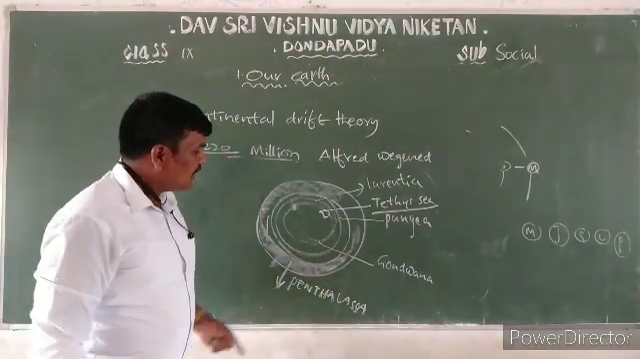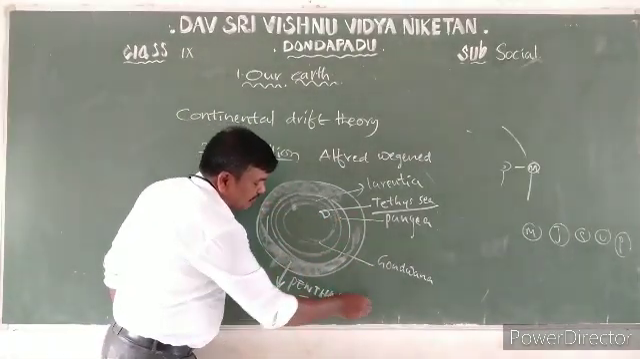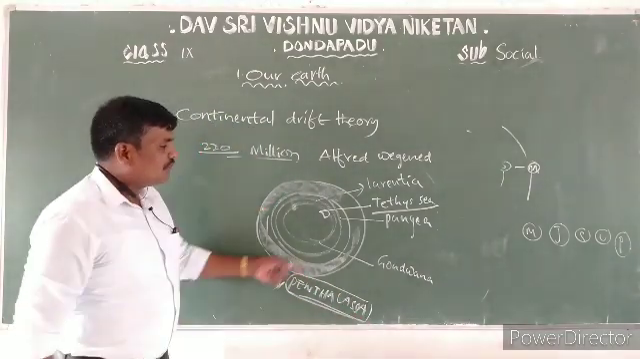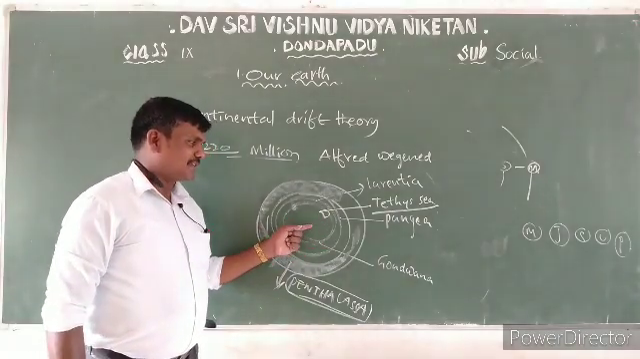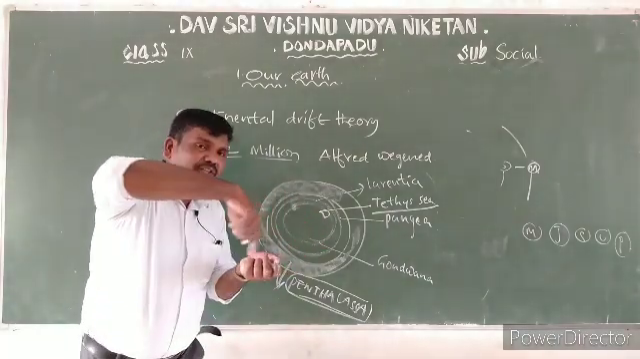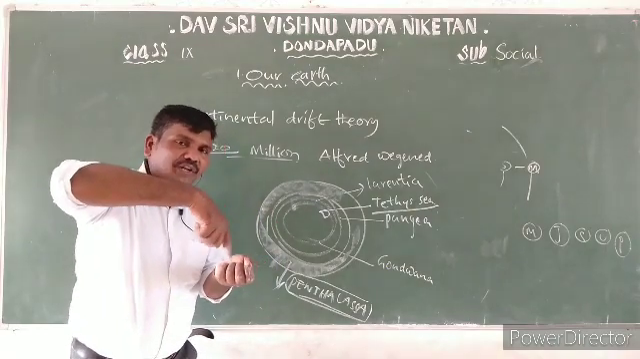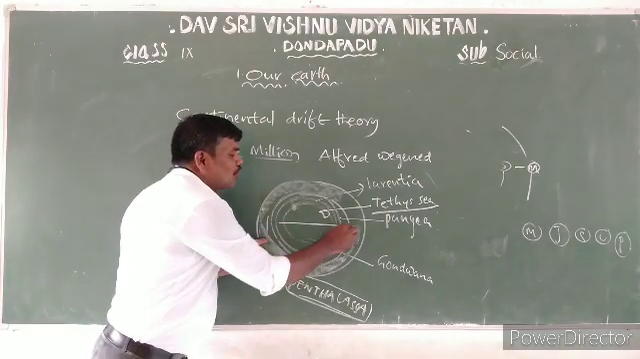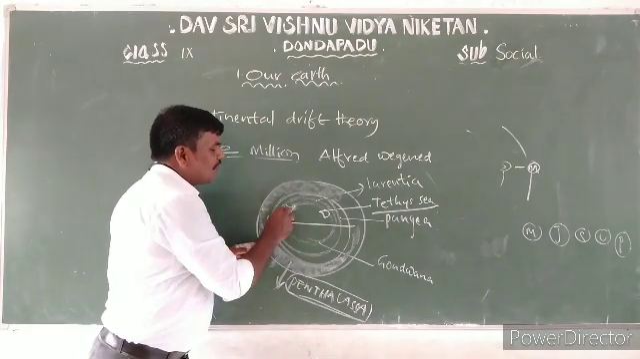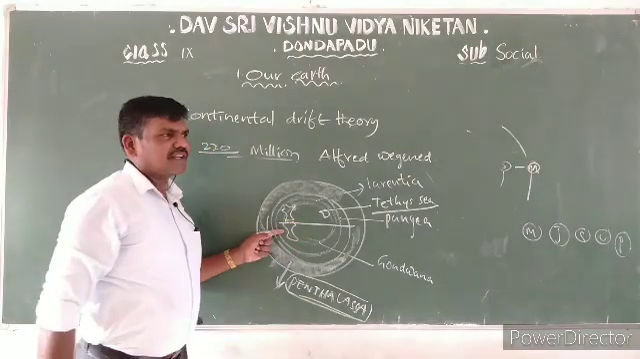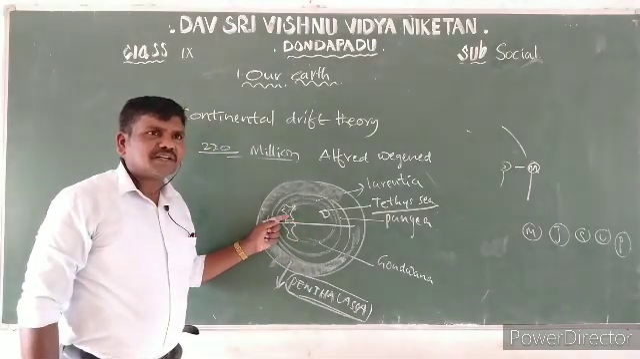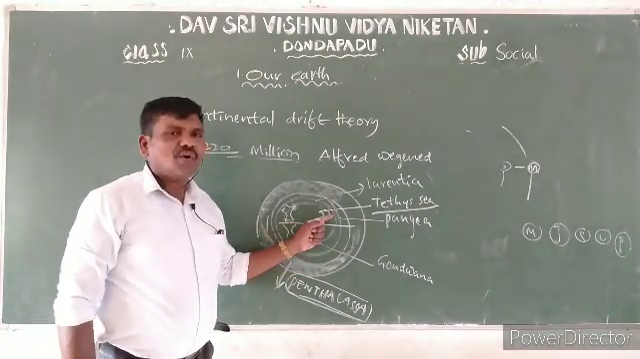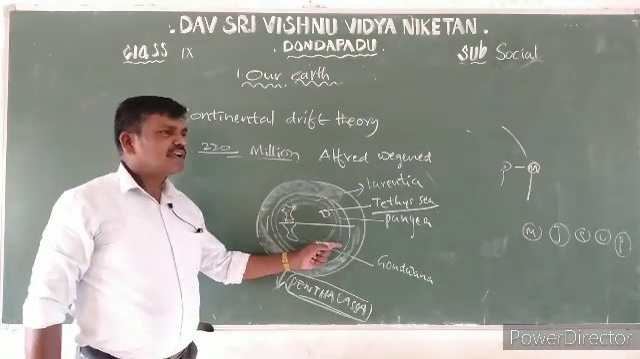And here a great ocean is there, called the Panthalassa ocean. So when these things were taking place, due to the earth's force while revolving, this big mass was broken into pieces and formed the continents as they exist now: North America, South America, Africa, Australia, Asia. Likewise all these continents were formed.